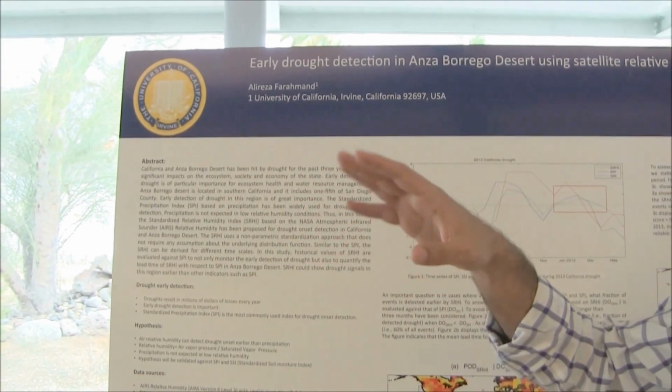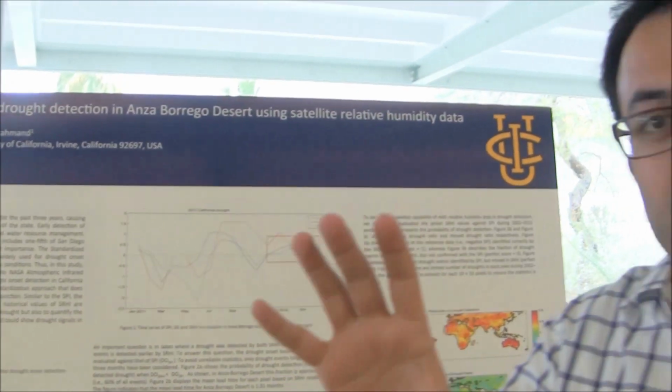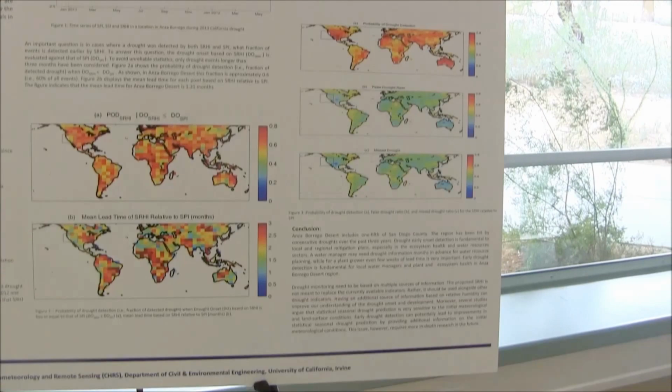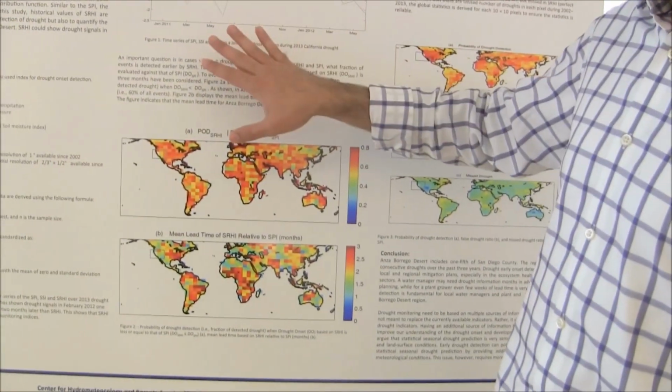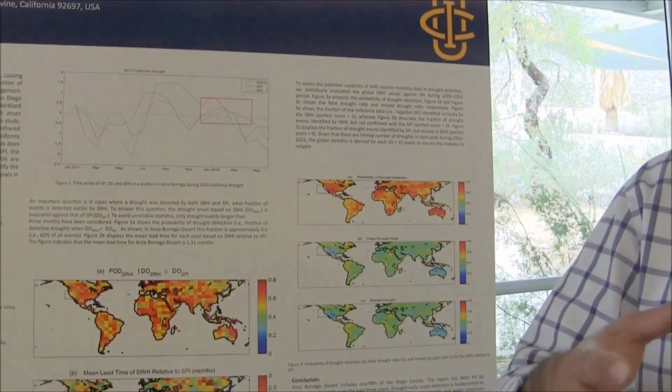And also for the flowers and plants, this could be very helpful. If we know the drought signals earlier than precipitation, we could know how it's going to affect the flower and plant life. The conclusion is that this is a very potential capability of relative humidity in terms of drought detection.